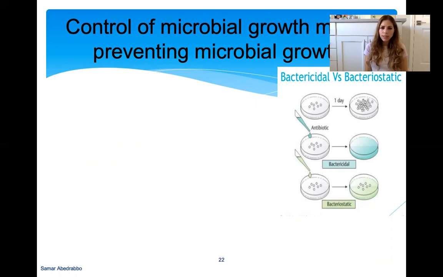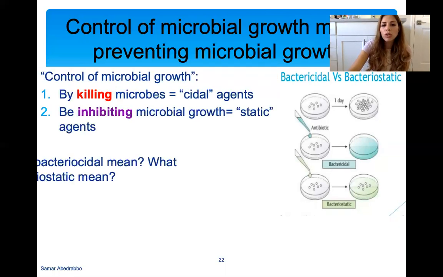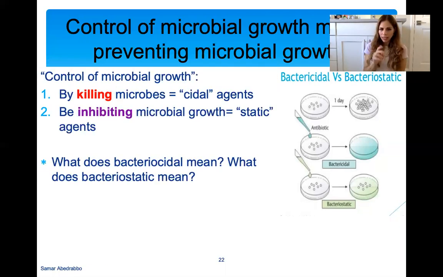Okay, so we spent the last few slides talking about how we grow bacteria in lab and what's important for growing bacteria in lab. So now that you know the important things, such as temperature, pH, oxygen requirements, solute concentrations, once you know these things, you know how to control microbial growth or stop microbes from growing. So that's what we're going to focus on. So the word controlling microbial growth can mean two things. It can mean killing microbes, and we call those cidal agents.